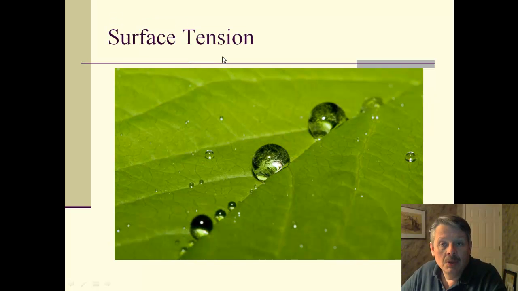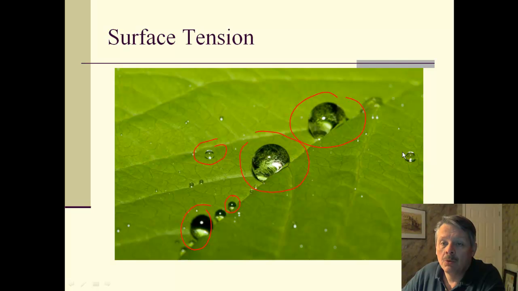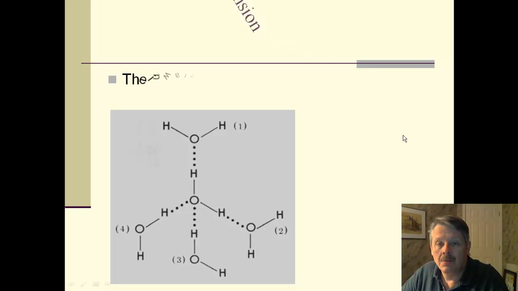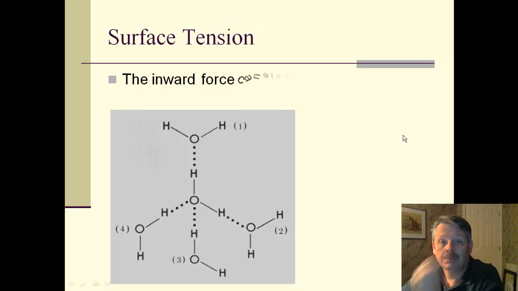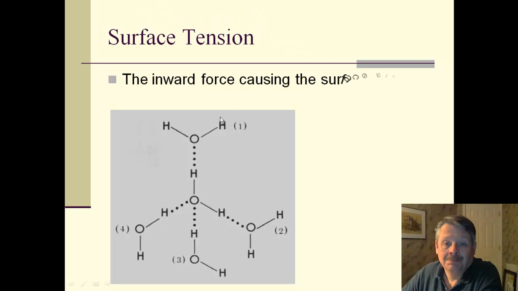Now, when we look at water, one of those unique properties that water has is something called surface tension. So as you look at this leaf, you see that we have this water droplet on the leaf. And all of the water droplets are pretty round. All right? So we notice that for some reason, water droplets are round. Why is that? Why does water end up getting round? All right? Well, there's a very good reason. It's something called surface tension.